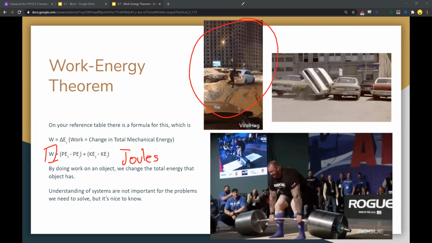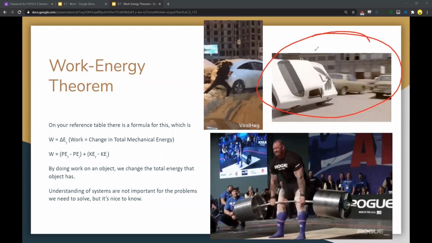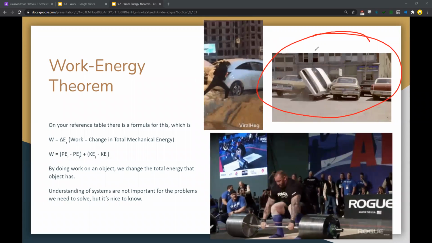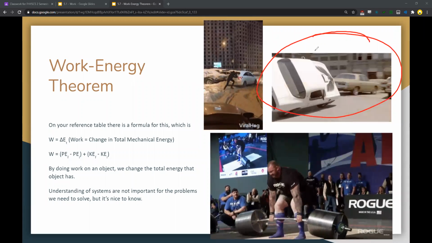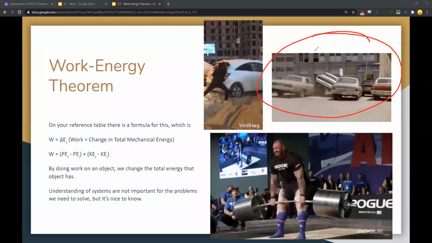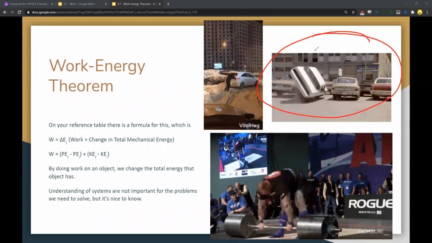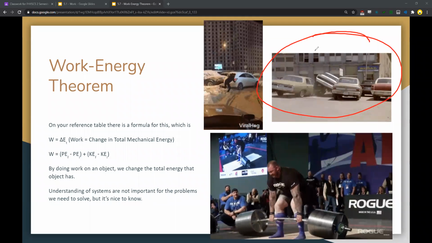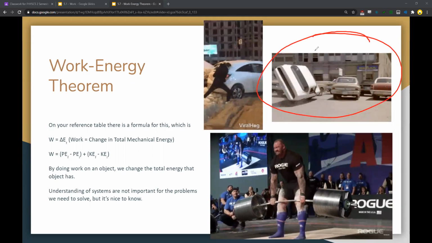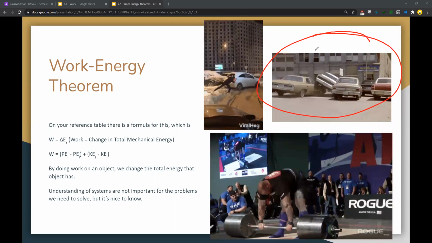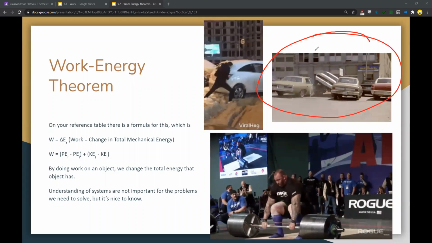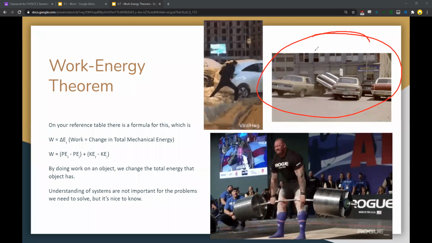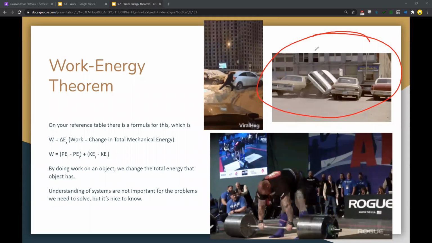What about this GIF? This GIF is a little bit harder. I'll be impressed if you tell me who or what is doing the work on this car. Clearly, my energy changes, guys. What energy am I losing? Kinetic? You're losing kinetic energy. The car stops. Work must be done for this car to lose energy. What is doing the work?